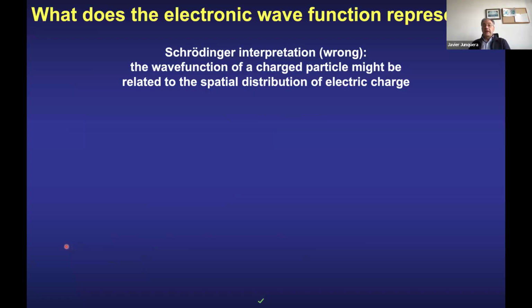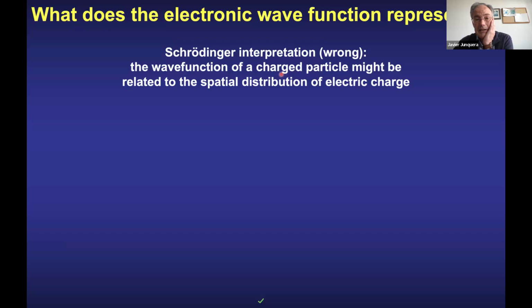Schrödinger proposed his equation in 1926. But then the problem is, what is the meaning of the solutions of the equation? Schrödinger gave an interpretation that was wrong. In particular, what he said was that the wave function of a charged particle may be related to the spatial distribution of some electric charge. That was the interpretation given by Schrödinger, and this was wrong.